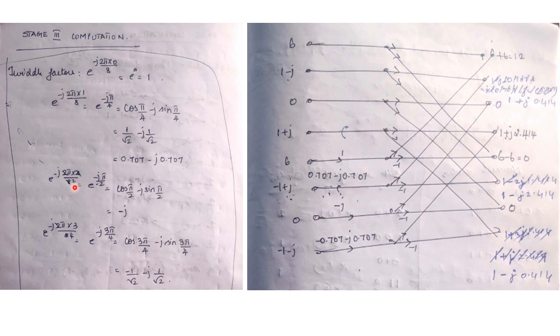In stage 3 we have four twiddle factors. In the first expression we substitute n equal to 0 and get e power 0, which is 1. Next we put n equal to 1 and get e power minus j pi by 4. We expand this as cos pi by 4 minus j sin pi by 4, which is 1 by root 2 minus j 1 by root 2, obtained as 0.707 minus j 0.707, since 1 by root 2 is 0.707. The third twiddle factor is minus j, and the fourth twiddle factor is minus 1 by root 2 minus j 1 by root 2, or we can write it as minus 0.707 minus j 0.707. Keeping these four twiddle factors, we compute the third stage and the output is obtained.